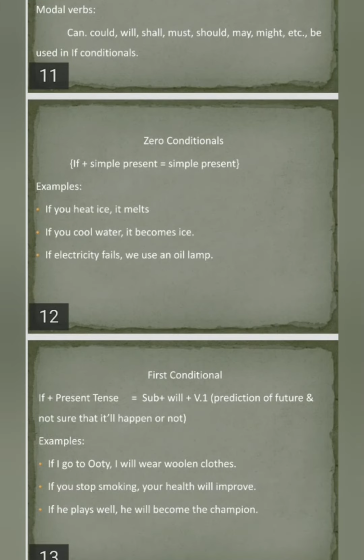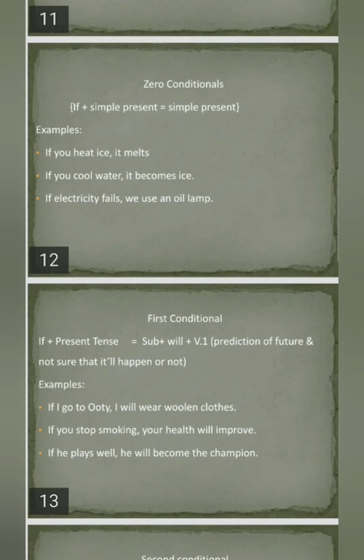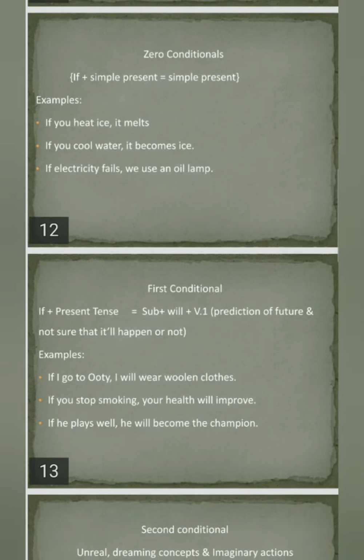Here, first conditional: if plus present tense, you have to use subject plus will plus verb 1 in the main clause. Instead of will, we can use some of the modal auxiliaries, right? Like may, might, like that. For example, if I go to Ooty, I will wear woolen clothes. There is a probability, no? So we can use first conditionals. If you stop smoking, your health will improve. If he plays well, he will become the champion.